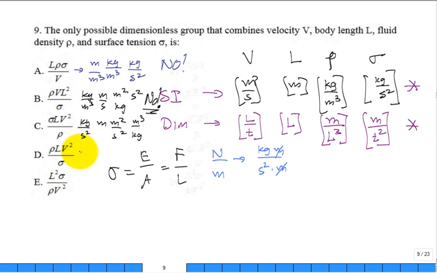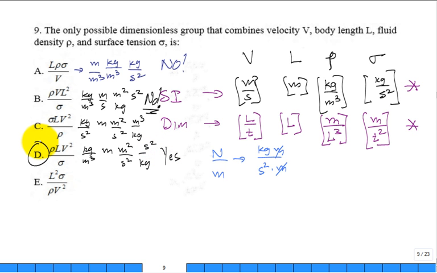So let's try, I know that I messed this up. Let me make some room here. Density, kilogram per meter cubed, times length in meters, times velocity, meters squared per second squared, divided by sigma, which is kilogram per second squared. Will that work? There it is. Makes sense? All right, let's move on.